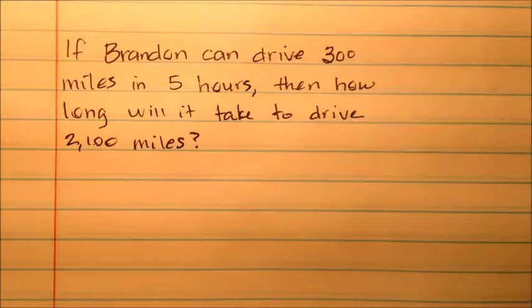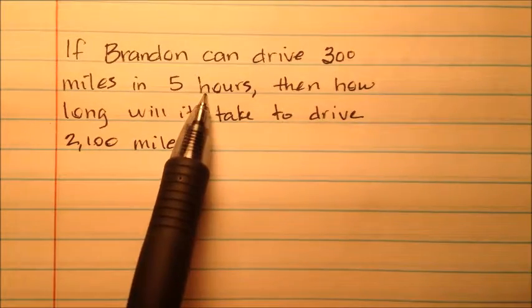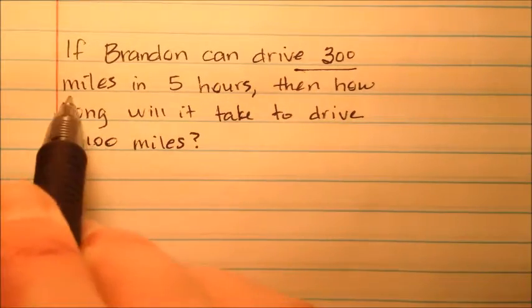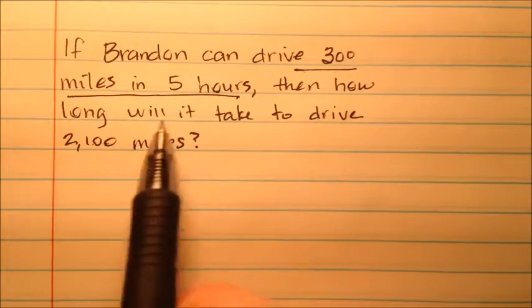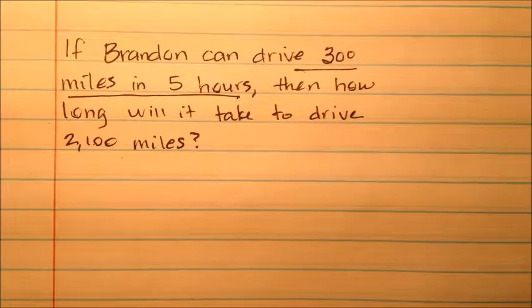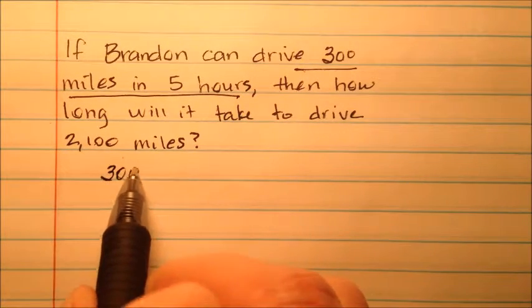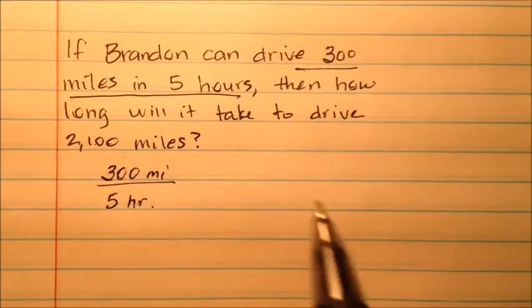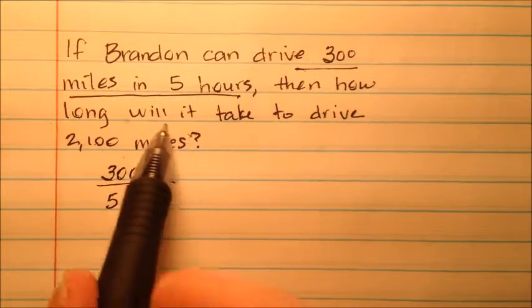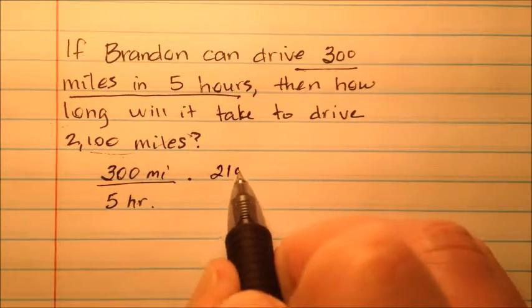In this example, it says that Brandon can drive 300 miles in 5 hours. So that's a nice rate for us, 300 miles in 5 hours. And it says, if that's the case, then how long will it take to drive 2,100 miles? So we have a nice rate. We have 300 miles for every 5 hours, right? And we want to know how long it'll take to go 2,100 miles. So we could multiply this by the 2,100 miles.